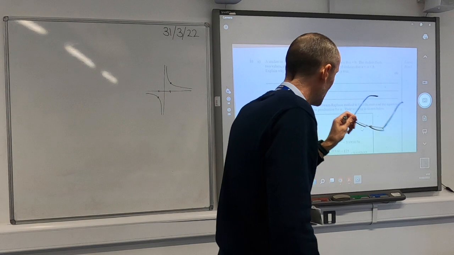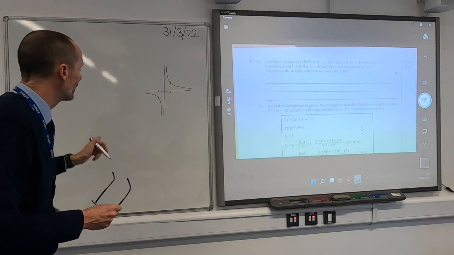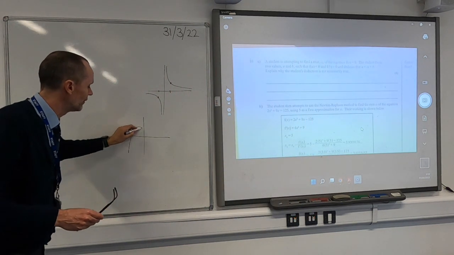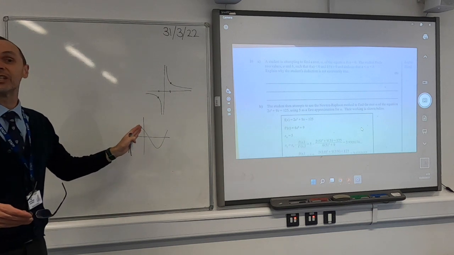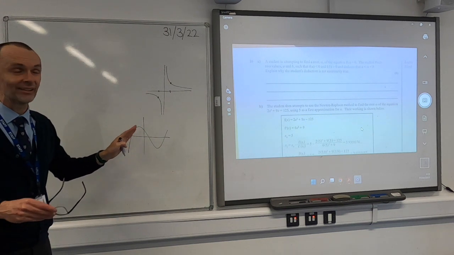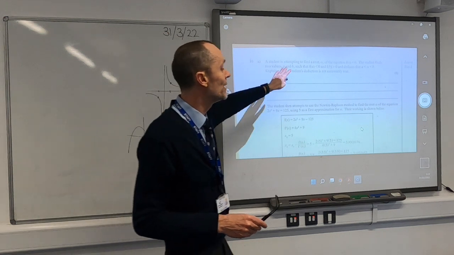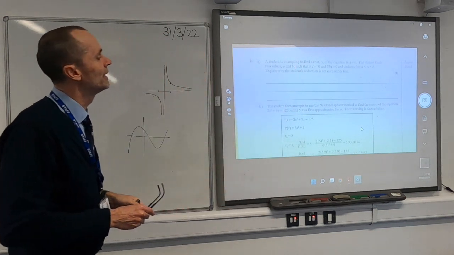And often, in questions with sign change, we're actually given a sketch of the graph to show that it is continuous. Because once you've seen that, then you can say, yes, it is continuous. In this case, we're not given the function.